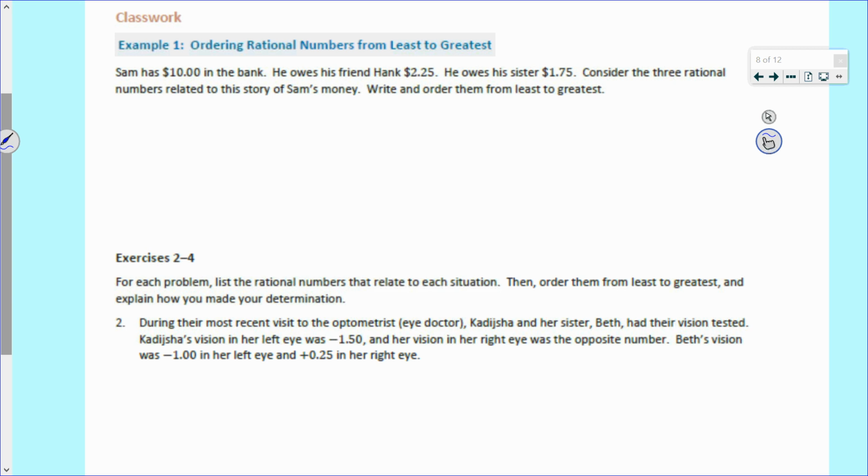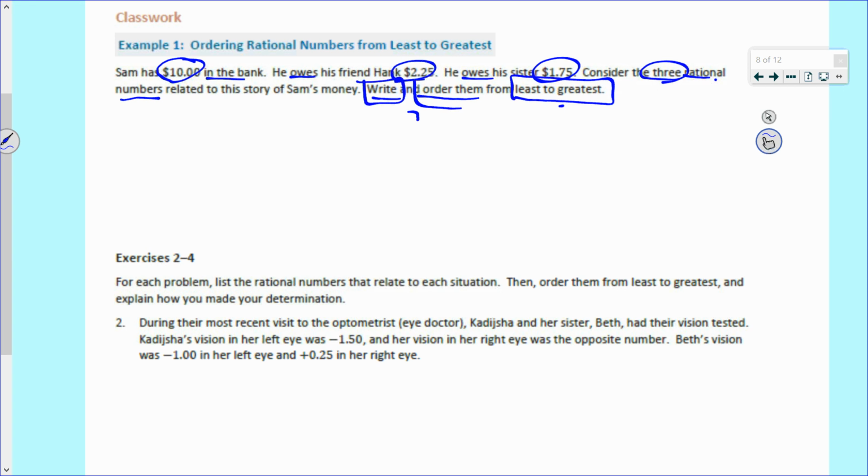On this one, Sam has $10 in the bank. He owes his friend Hank $2.25. Owes his sister $1.75. Consider the 3 rational numbers related to the story of Sam's money. Write and order them from least to greatest. So we actually have 2 tasks. We have to write them and order them. Writing them should be the easy part.